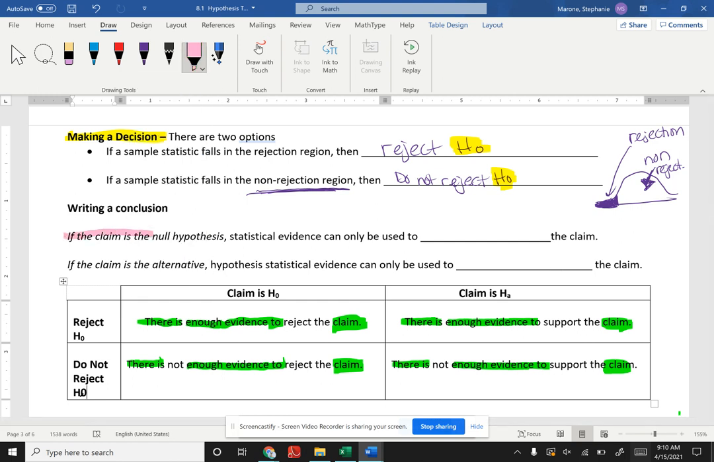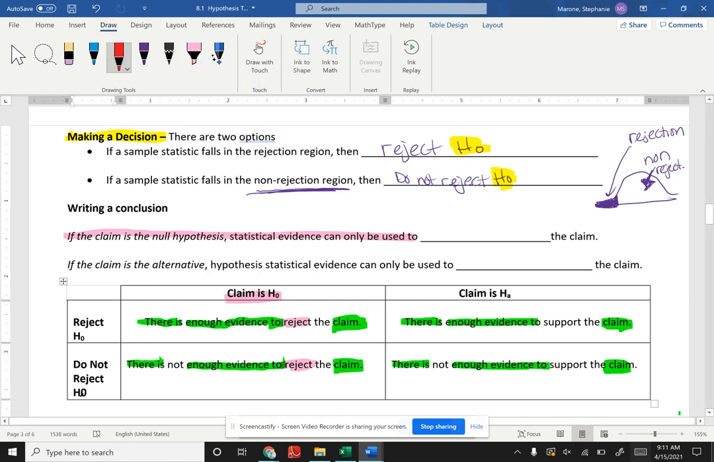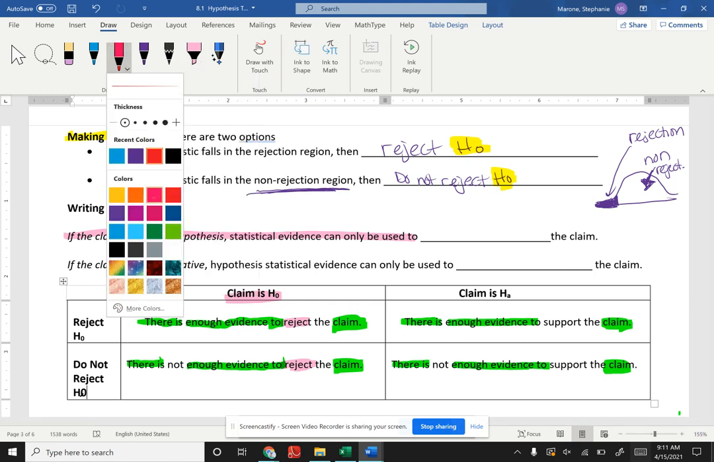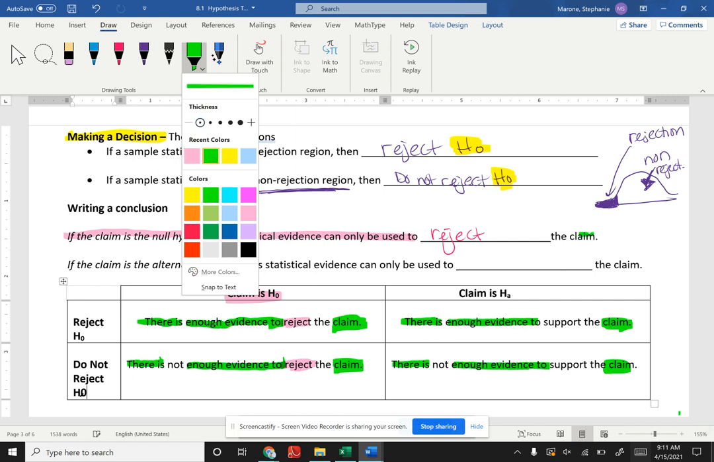If the claim is the null hypothesis, the statistical evidence that we find can only be used to reject the claim. So if the claim is the null hypothesis, we can only use the statistical evidence to reject the claim. And again, that last word is always claim.